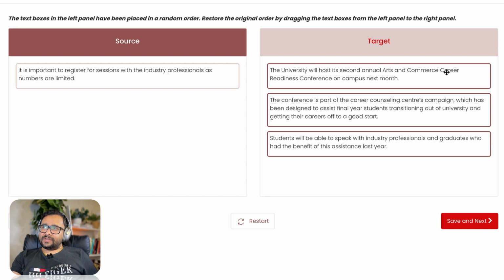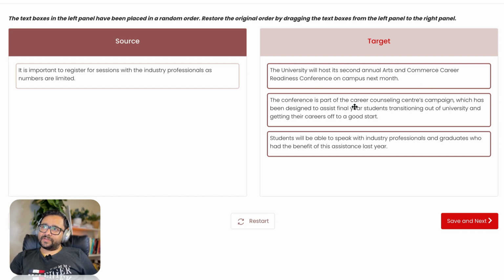And what I can see here is they are saying the university will host its second annual Arts and Commerce Career Readiness Conference on campus next month. And this one is saying the conference. So you can see that these two are actually talking about the conference. And this sentence, by writing the conference, is linking it back to the first sentence. So these are making a good pair, and I cannot break it. That means nothing can come between these two sentences.